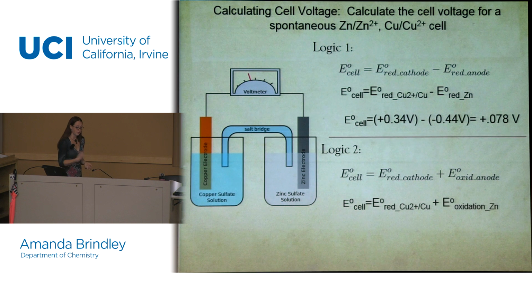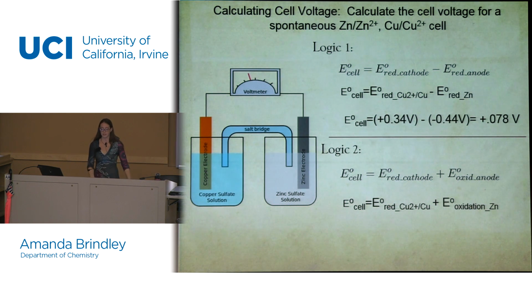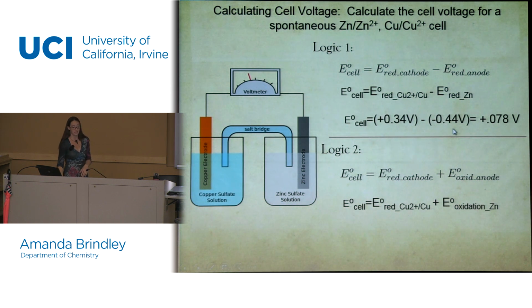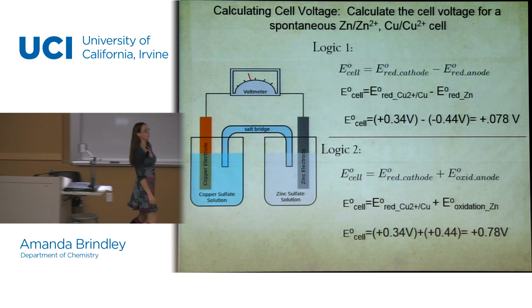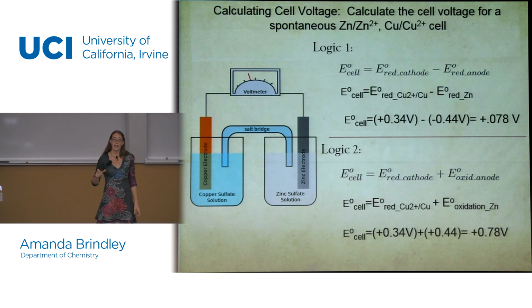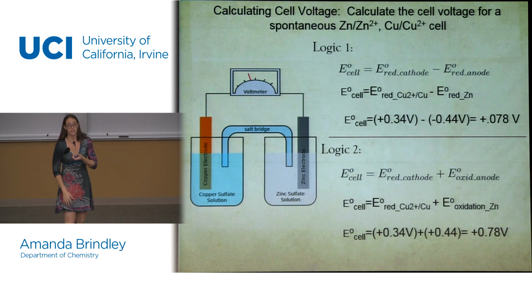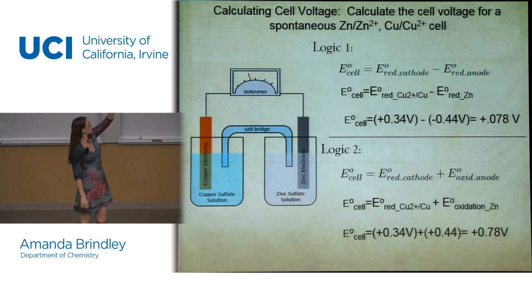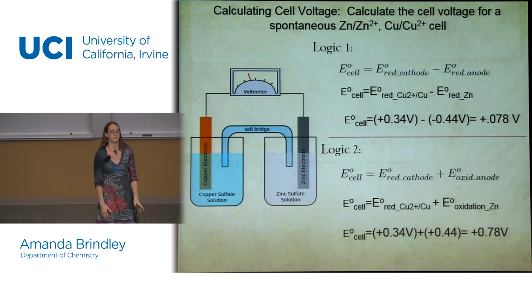This is the other reason I prefer the second method, is to me it's a lot easier to see, okay, well if I'm going to flip-flop the sign and add it, which one's going to give me a positive number? Well, my 0.34 is already positive, and my 0.44 is negative. So I want to flip the sign of my 0.44. And then that's going to be 0.78. Since I flipped the sign of my 0.44, I know that my zinc has to be my oxidation. Whichever one you flip the sign of is your oxidation. Or whichever one you do the minus of in the logic 1 is your oxidation.